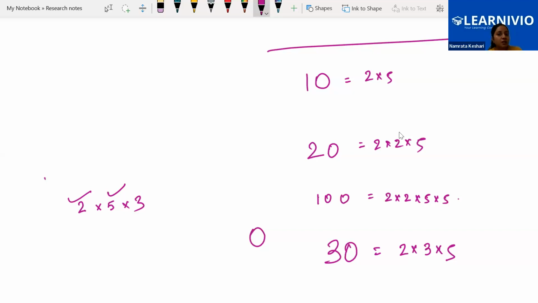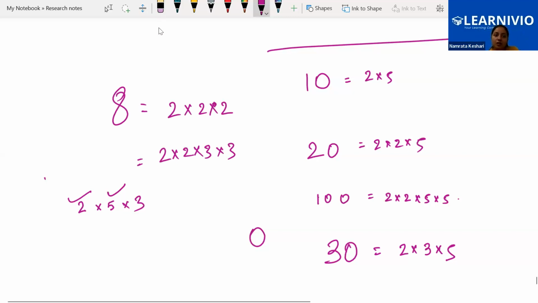If only 2 is there, we will not be getting the end digit as a 0. Never ever will we get the end digit as a 0 if only 2 is there. Or if the combination of 2 and another number is there, then also we will not get 0 as the end digit. If 2 and 5 are there in our factorization, then that number's end digit will be 0. If you want to check with any number, please tell me, we will check it on the screen.